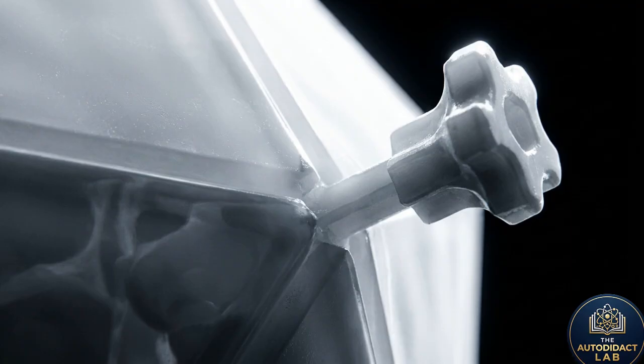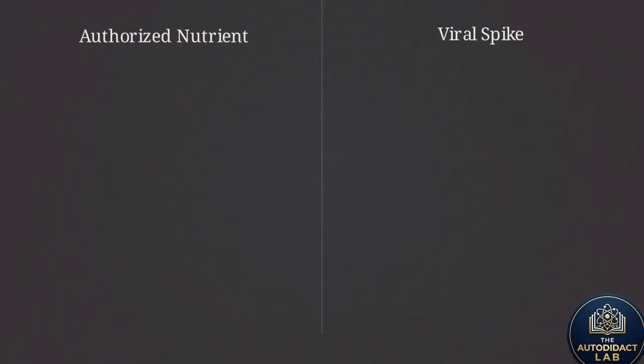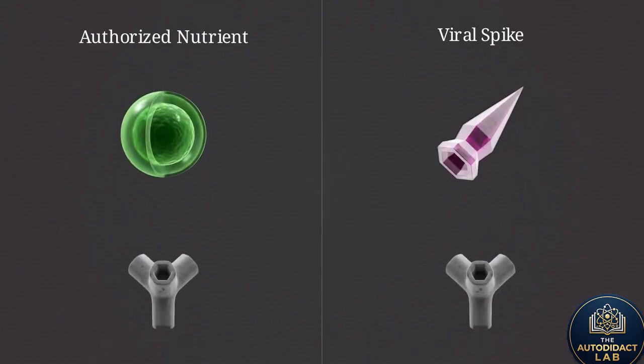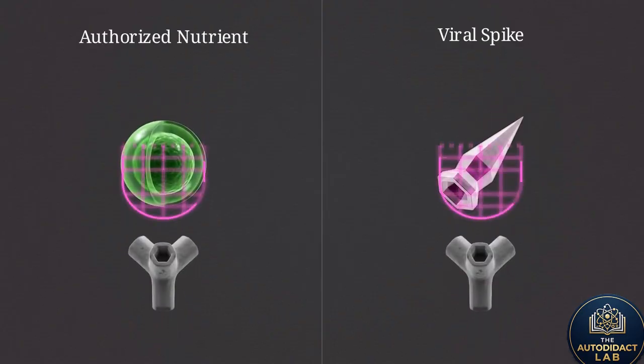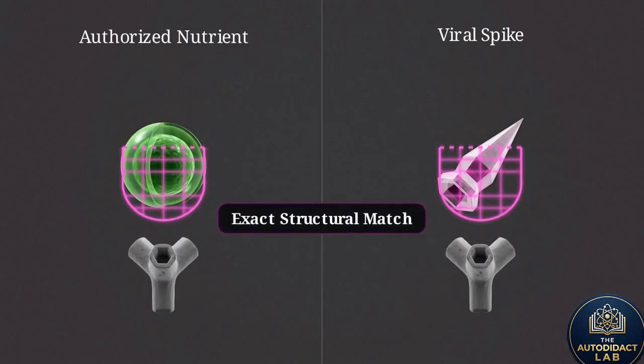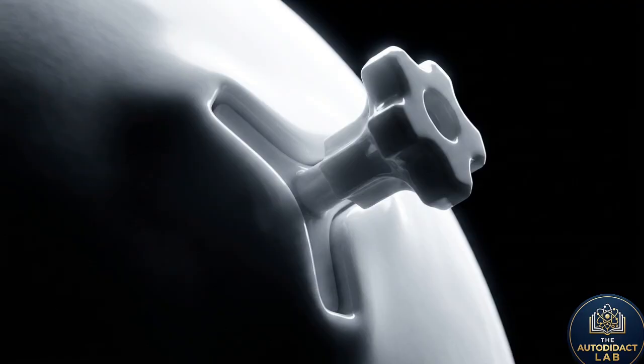The exterior of the virion is studded with protruding surface proteins. These molecules evolved to mimic the precise shape of nutrients, exploiting the cell's own recognition system. The host cell is defeated through precise physical deception.